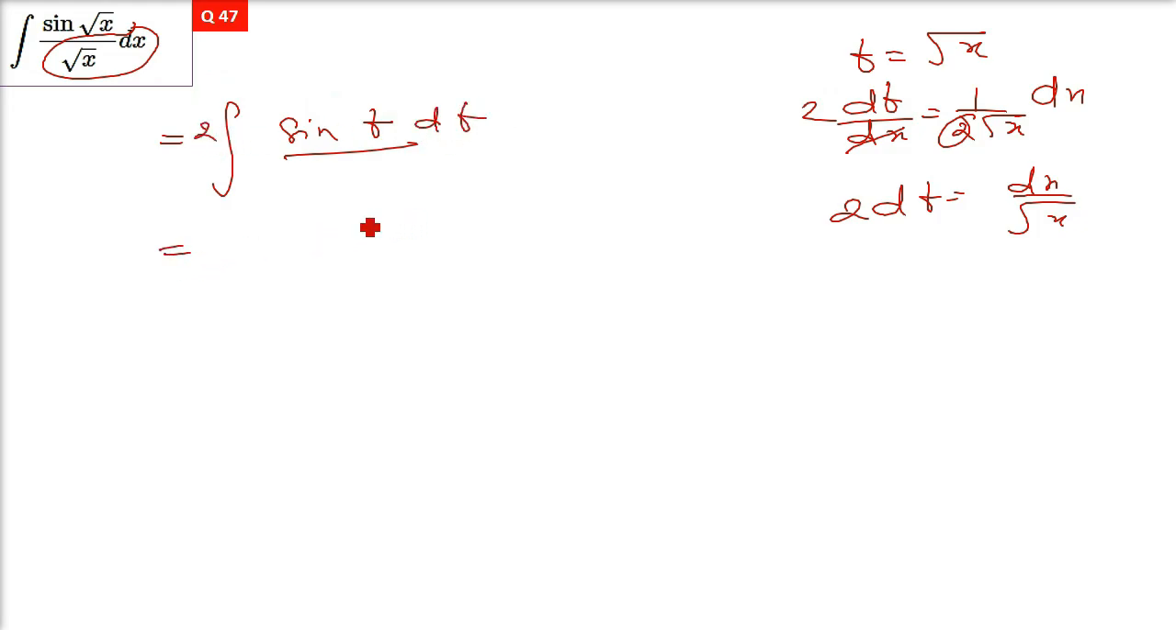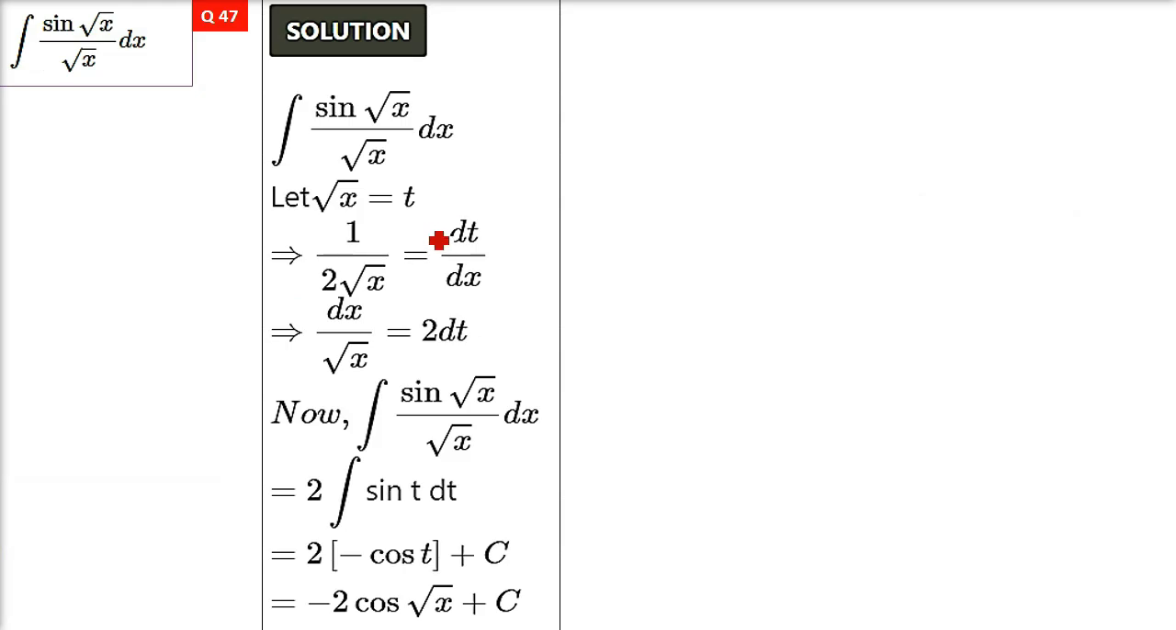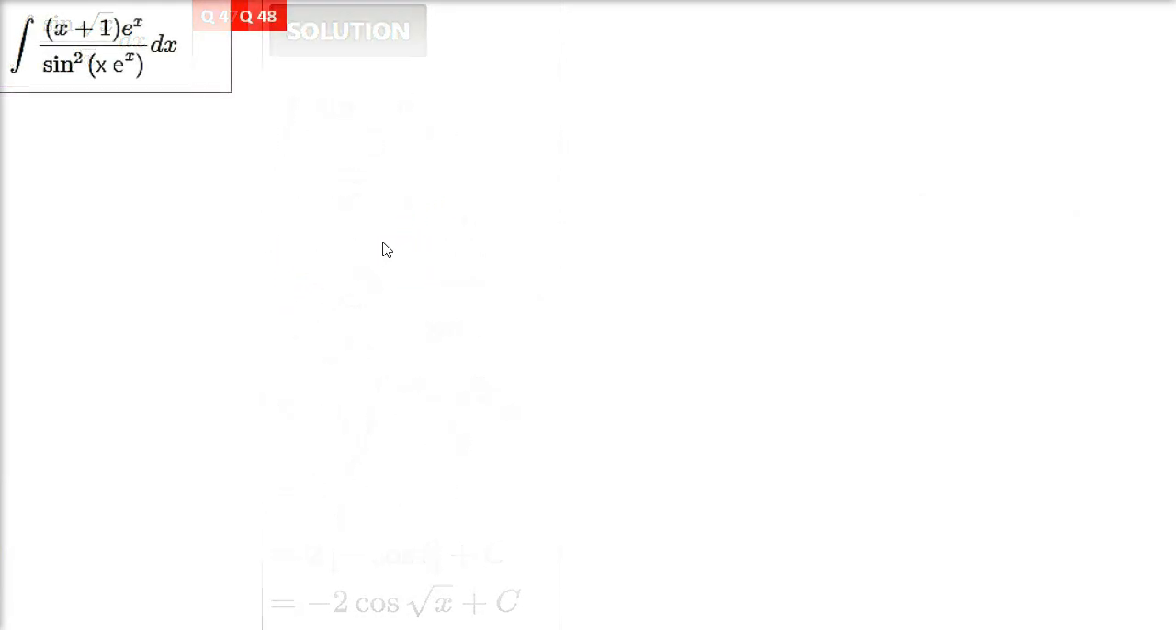2 dt, I'm taking the 2 outside. It will be minus 2, sin t will be cos t plus c, because the integration of sin t is minus cos t. So let us replace t by under root x: minus 2 cos under root x plus c is your final result. You can take a reference here if you want to solve it by yourself. This is the way it should be written.